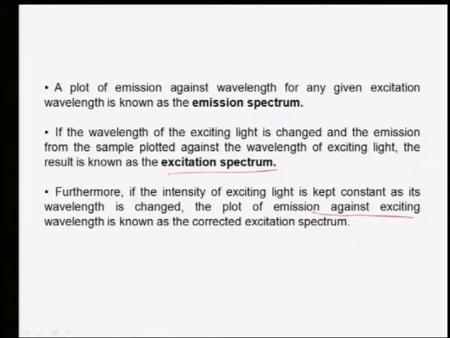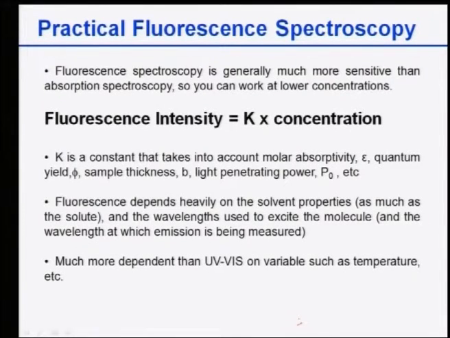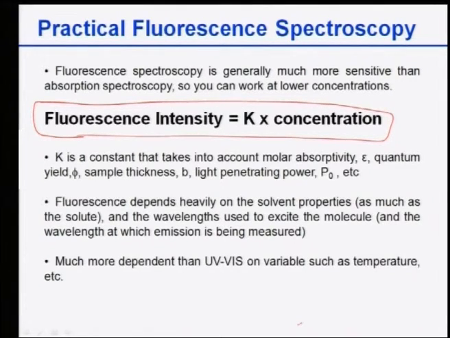The plot of emission against the excitation wavelength is always known as the corrected excitation spectrum. Okay, so now I am going to talk about how we actually calculate the fluorescent intensity and what factors it depends on. Normally it is written this way: fluorescent intensity is given by this formula, K into the concentration of the molecule present in the substance. So, that means intensity gives us a way to measure the concentration, provided we know the constant K.